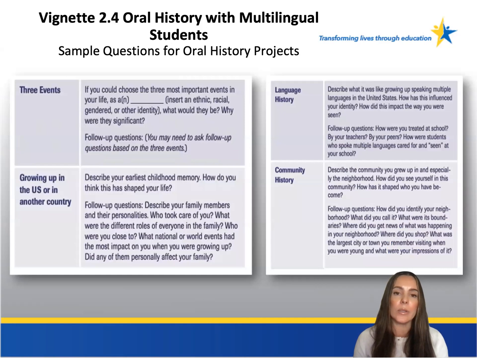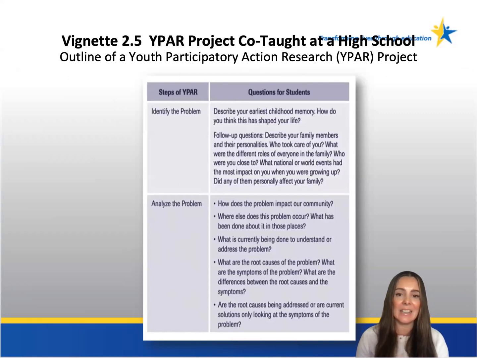Here are some examples of really focusing on building on students' background, cultural background, experiences, their identity, bringing those pieces to the classroom. So here you see the 3 events: growing up in the US or another country, language history, and community history. And these are some of the projects that you can do with students to pull from their assets. Again, here are 2 examples and outlines of a youth participatory action research project and what you can do to foster that asset-based pedagogy within your classroom and bring in the assets that your students bring to class.